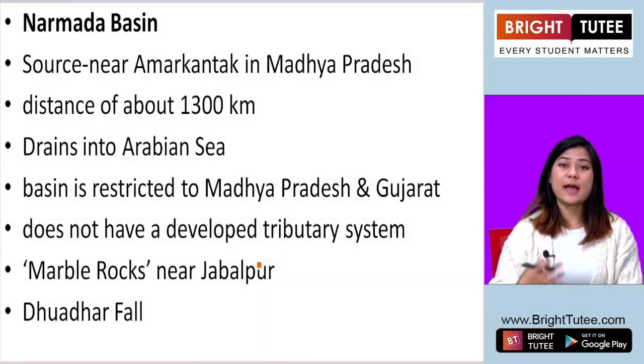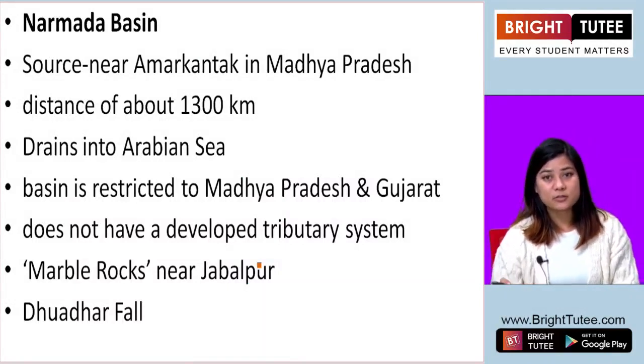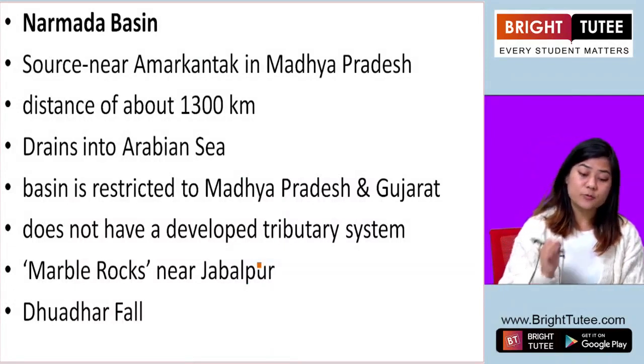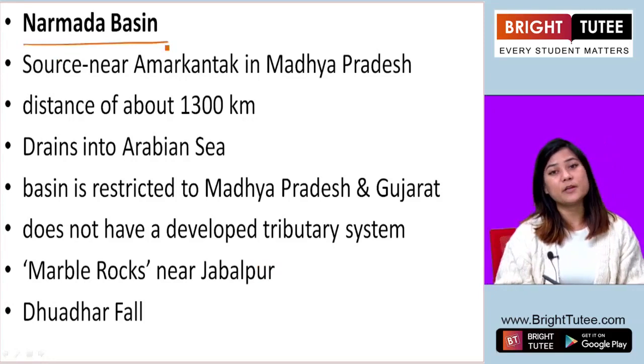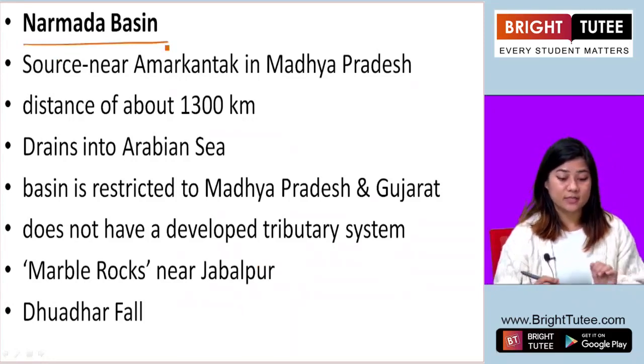Now let us look at some of the important rivers from the peninsular part of India. The first one we are going to look at is the Narmada Basin, the Narmada River and the area that it covers.